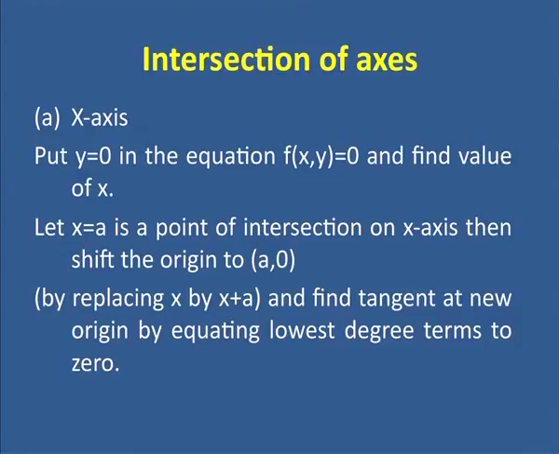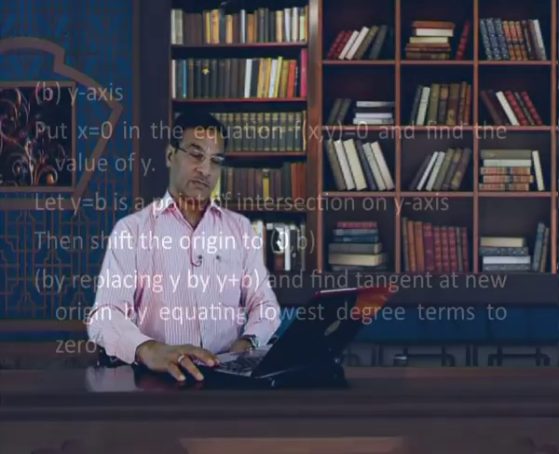We shift the origin to this new point (a, 0) by putting x equal to x plus a in the given equation and equating the lowest degree term to 0. We find the tangent at the new origin, which helps us in tracing of the curve.